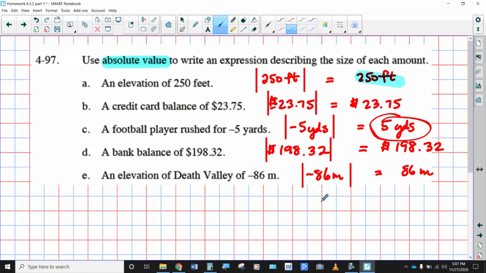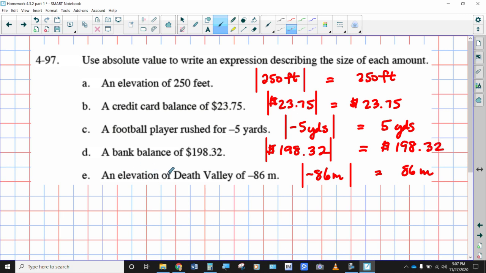That's how many yards you lost. And then your bank balance, this is a positive. $198.32 in your bank. Well, that's real money that is yours. So, you know, the absolute value of it is $198.32.